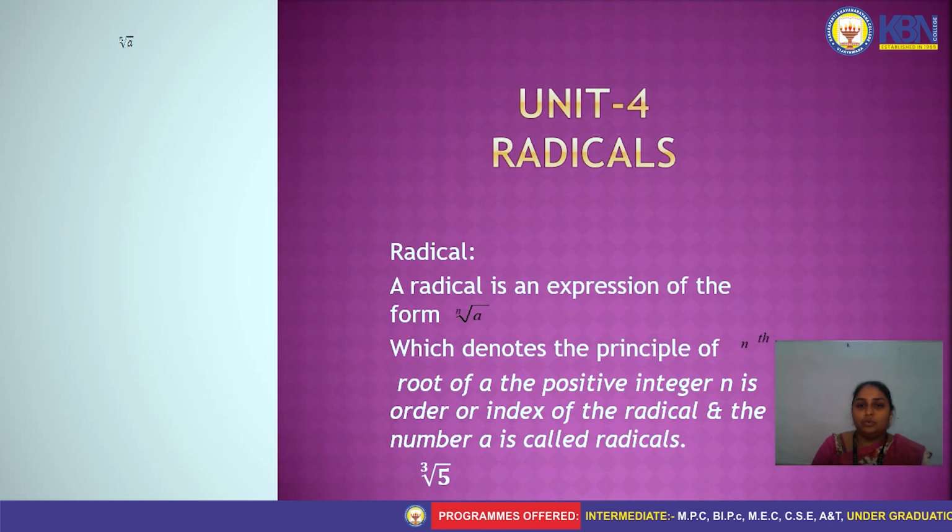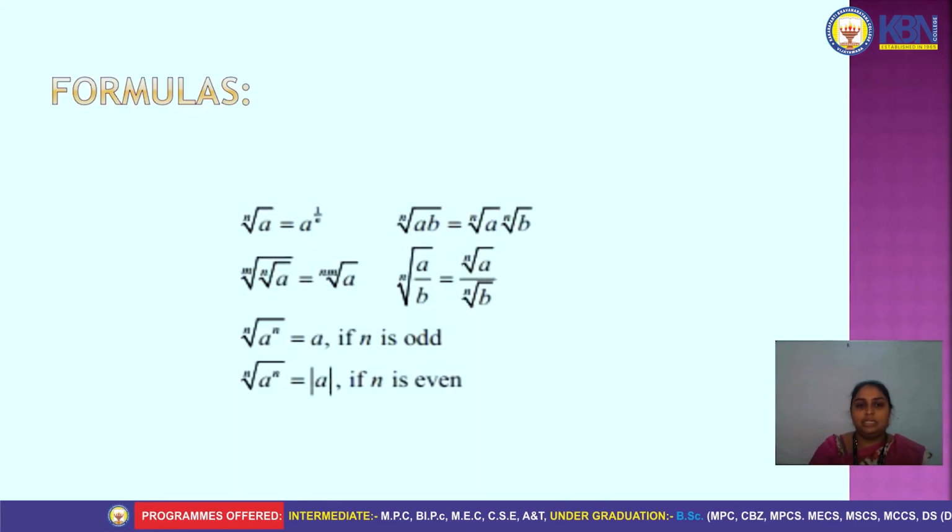In this unit, by using these radicals and some formulas, we solve the problems. The basic formulas which we use in this section are: nth root of a is equal to a power 1 by n, and nth root of ab can be written as nth root of a into nth root of b. And next one is m root of n root of a, that can be written as mn root of a. That means the indices should be multiplied if it is in two roots. And nth root of a by b can be written as nth root of a by nth root of b.